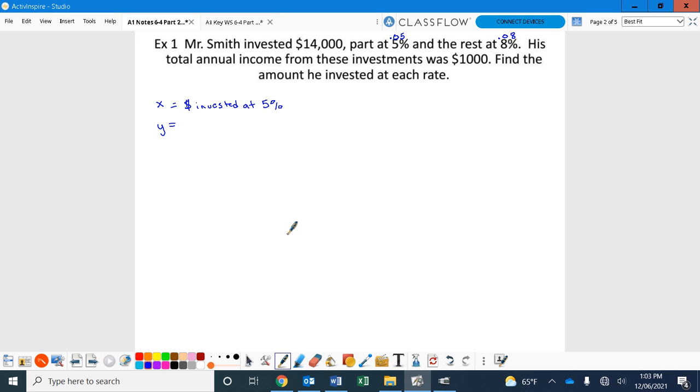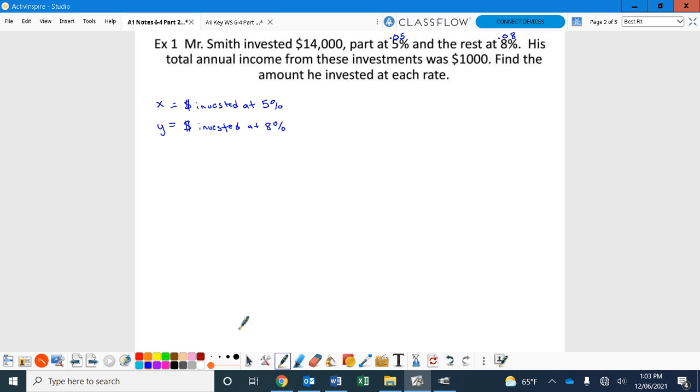So for the second variable, the second thing we're looking for is the money invested at what? 8%. Okay, just on defining the variables, does anybody have any questions?